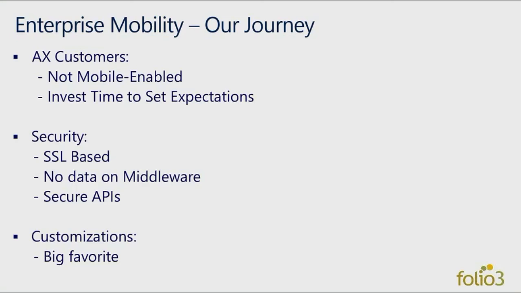Most of the customers were concerned about security, like they were concerned about their data getting out of their domain or onto the internet. So the architecture that we have built, and later on my colleague Mubin will discuss, is built so that we do not store any data on the middleware, and all the data is transferred and communicated over an SSL architecture. We use secure APIs over SSL and all the encrypted mechanisms. So security should not be a concern while considering your mobility roadmap around AX.